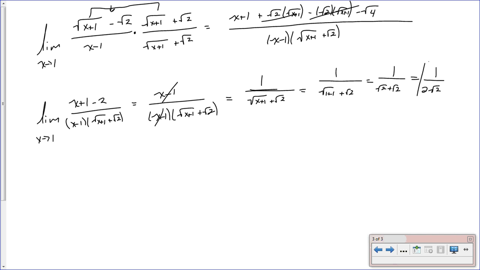Now, you would normally have to rationalize that, but for the sake of this, I'm going to let you leave it. All right. Now, let's look at a kind of a shortcut way to do this to make this a little bit faster.